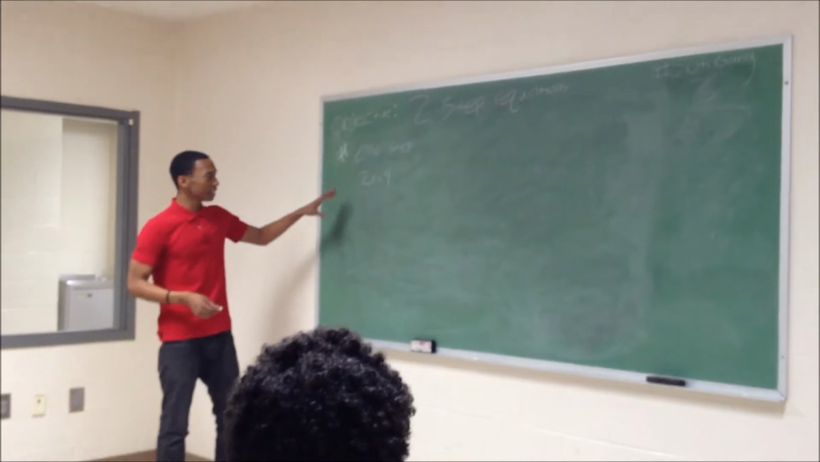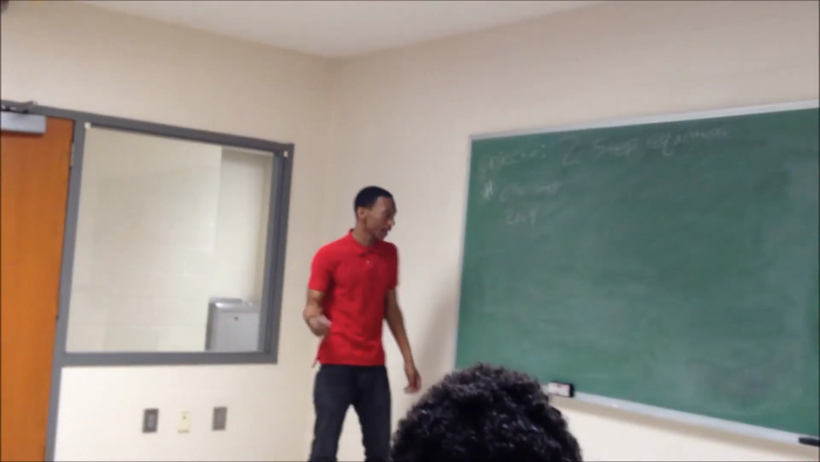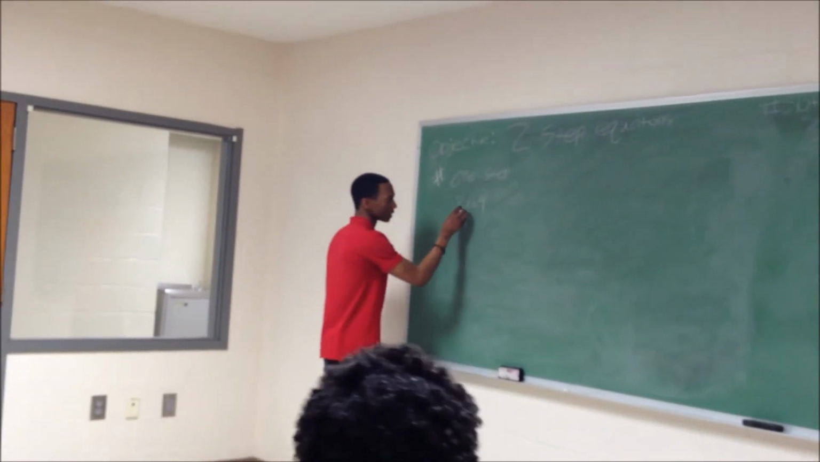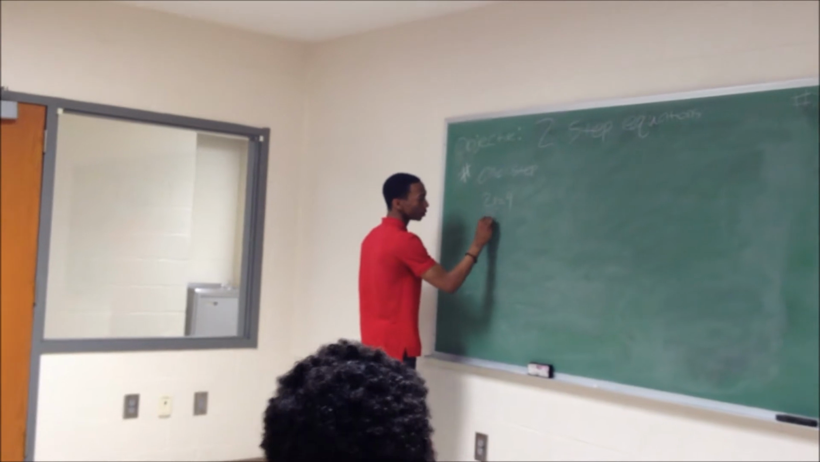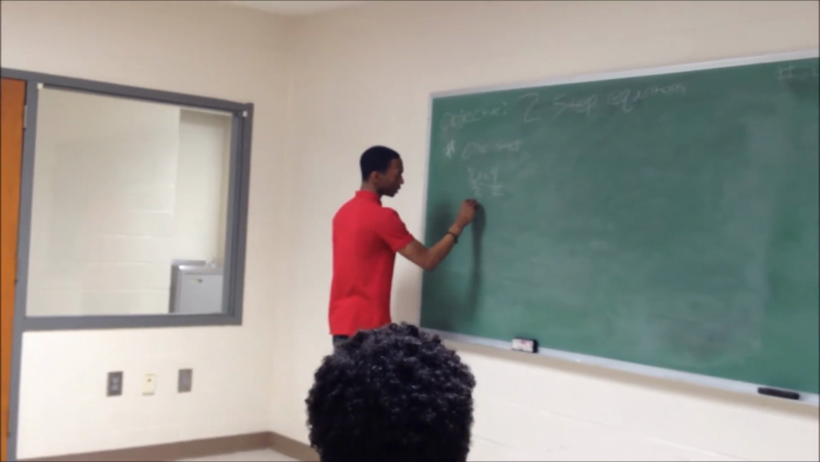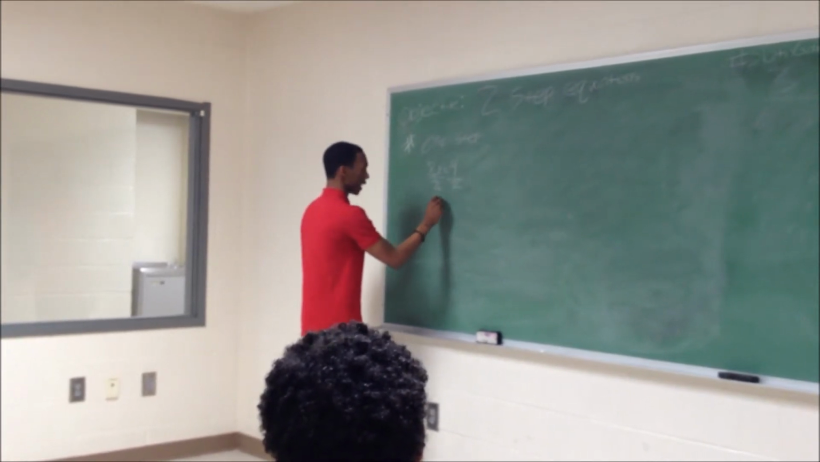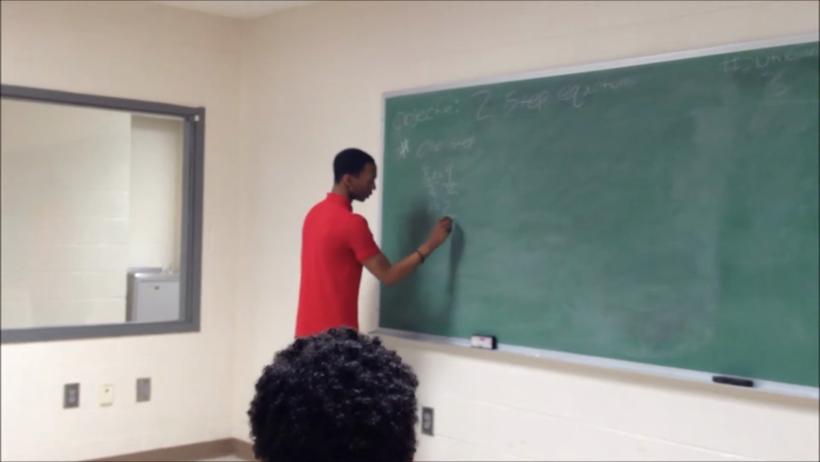Now, does anybody have any idea of how we would start to solve this? Yeah, exactly. So since this is 2x, we're going to divide by 2 on both sides. So now, these two cancel out, which leaves x. And now, what's 4 divided by 2? 2. Exactly. So now we know that x equals 2.